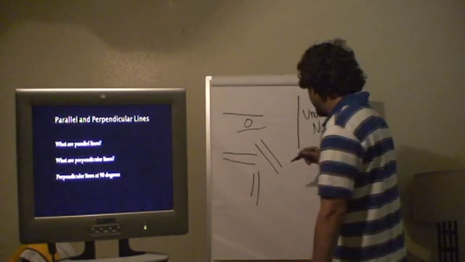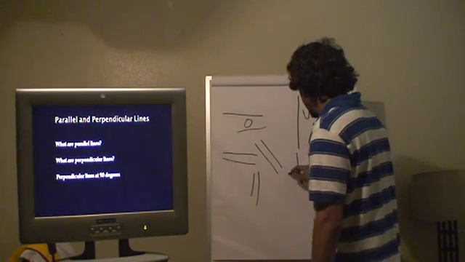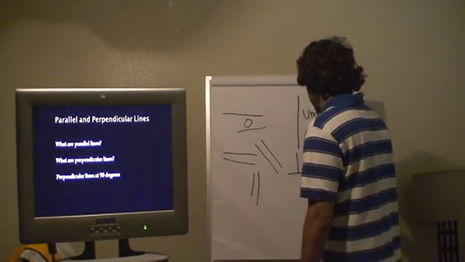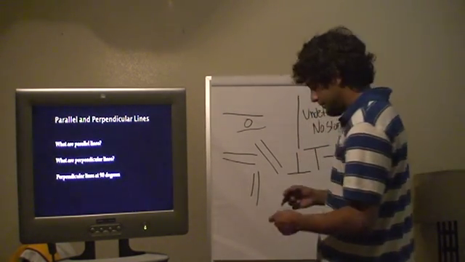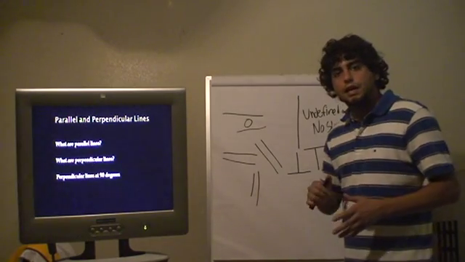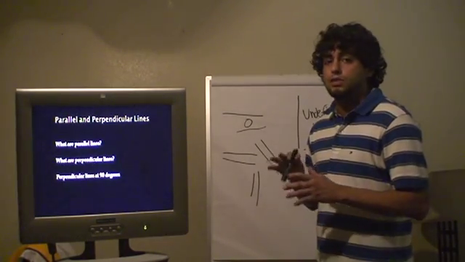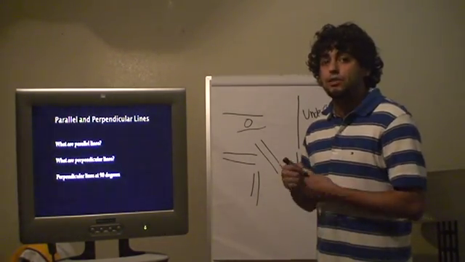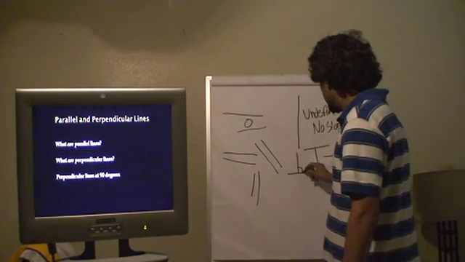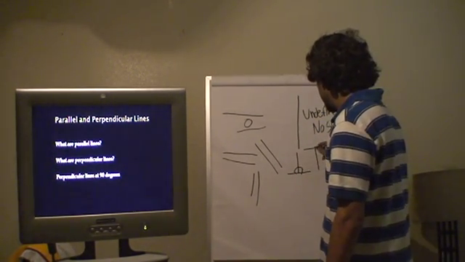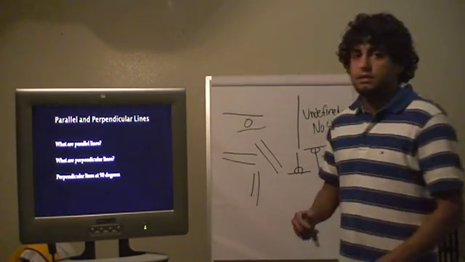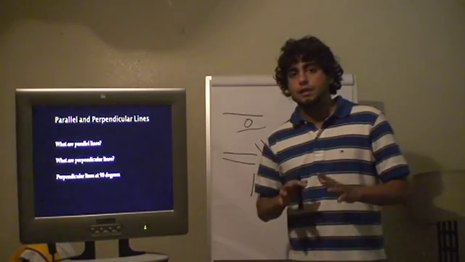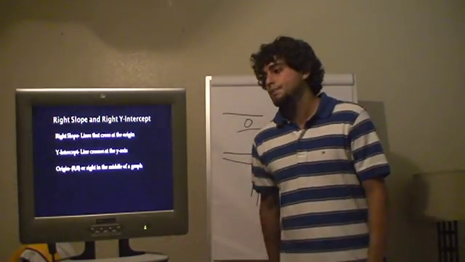Now a perpendicular line can look like this, could look like this, could look like this, okay? Now a perpendicular line will always cross, but it won't just cross, it always crosses at a 90-degree angle. So these angles are 90 degrees each, all these angles here, 90 degrees, okay? So just remember that they'll always cross at a 90-degree angle.